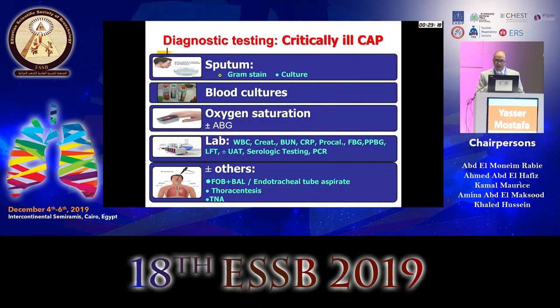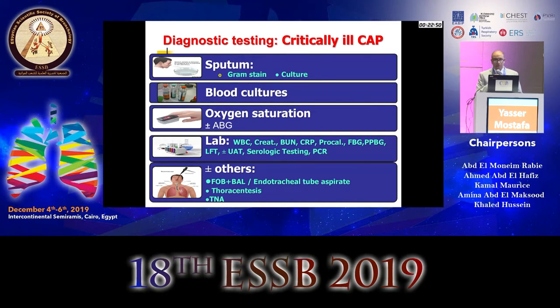We may have, at first, sputum stain and culture, blood culture, as I mentioned. Sometimes we need to do oxygen saturation to assess the patient's condition severity from the start in order to take a decision how to care for this patient. Sometimes we need labs like red blood cell count, CRP, creatinine, and as we see in assessment, we need to know the BUN of the patient because it enters in some assessment criteria.